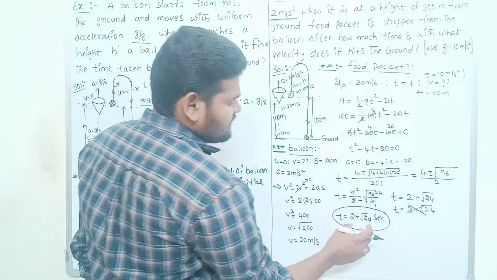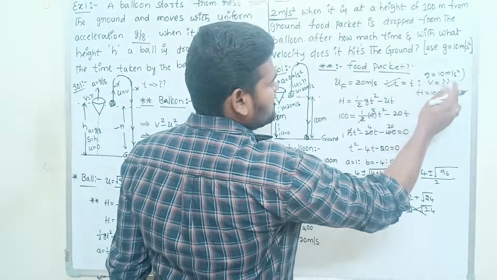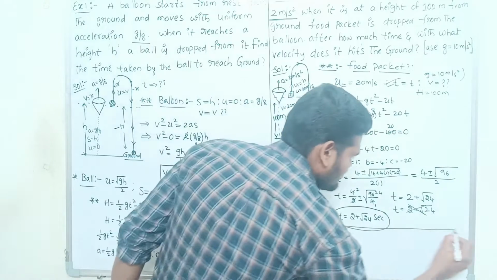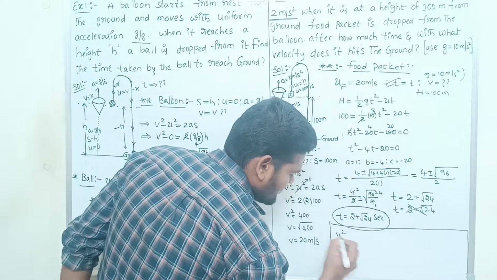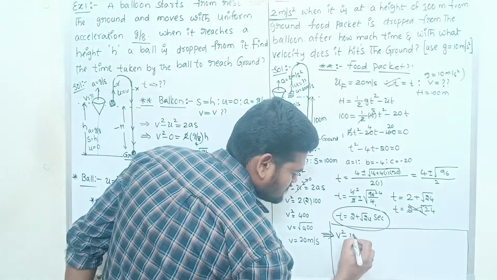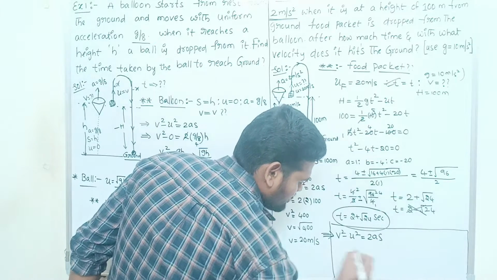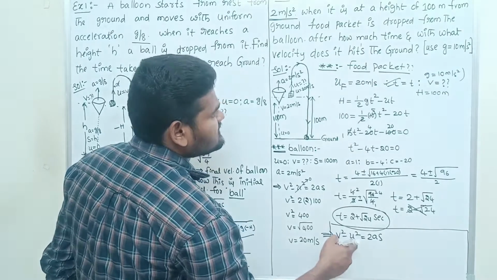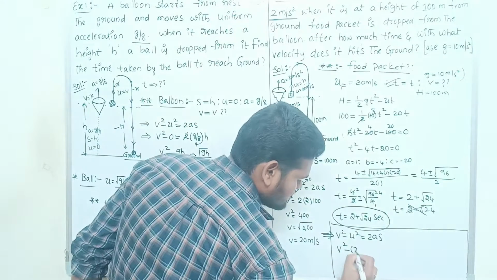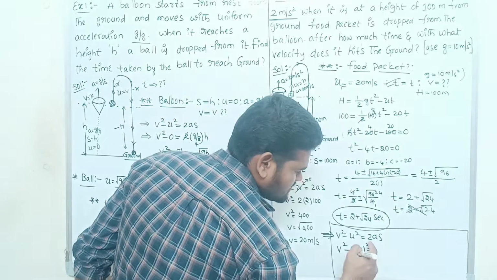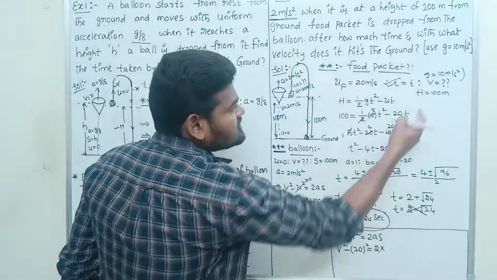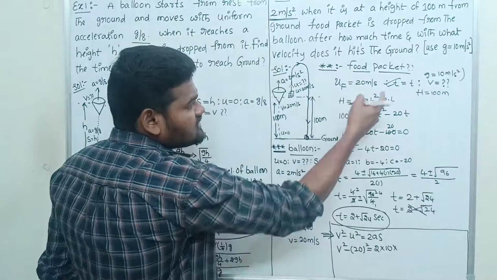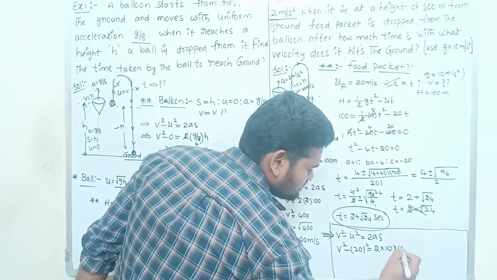Okay. So the time we have found, and now we have to find the final velocity. For the final velocity, we have the equation v square minus u square is equal to 2as. v square we have to find, minus u square. What is the value of the initial velocity u? 20 meters per second, so 20 square. This is equal to 2 into a, where a is the acceleration due to gravity, 10, into the displacement s, which is 100 meters.